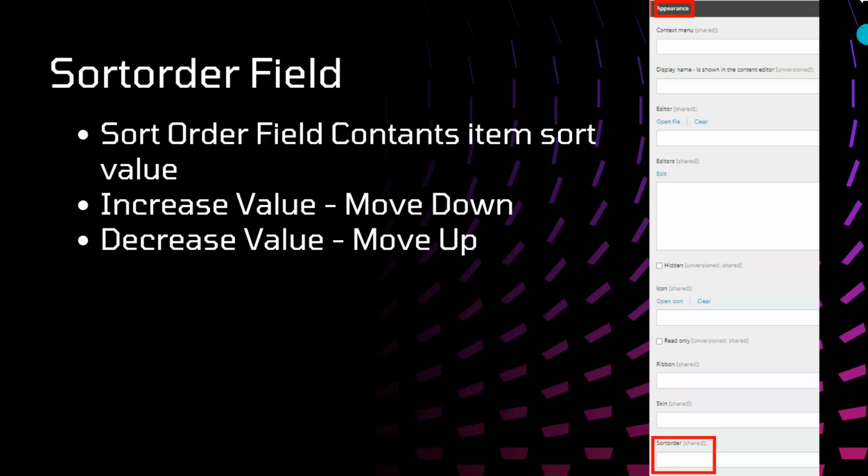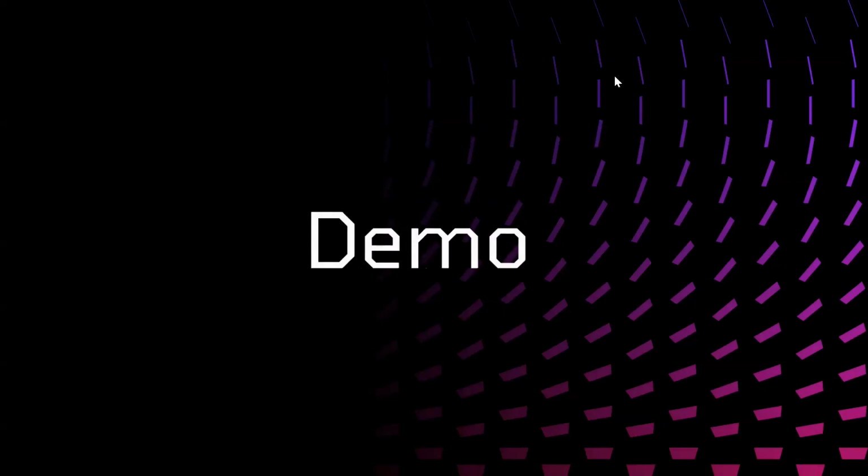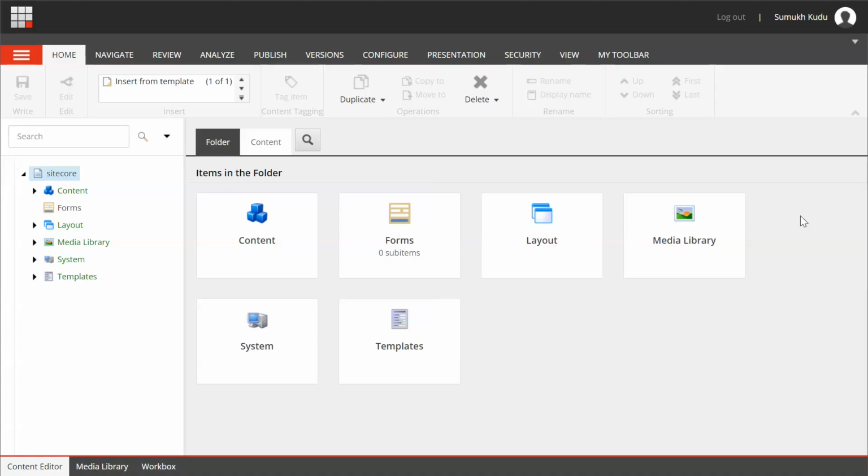So here is the example where we can see in appearance we have sort orders. So here we can mention the value. So let me switch to content editor and perform that part practically. I am in content editor now. Let me go inside content, home.